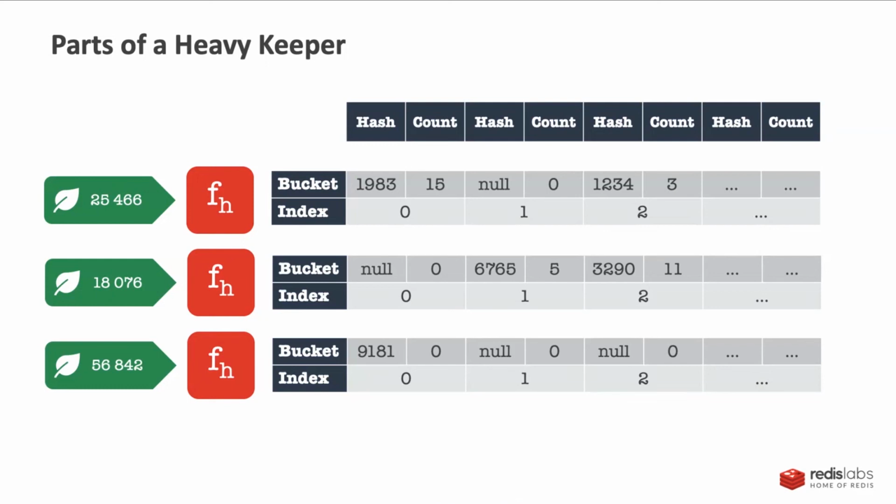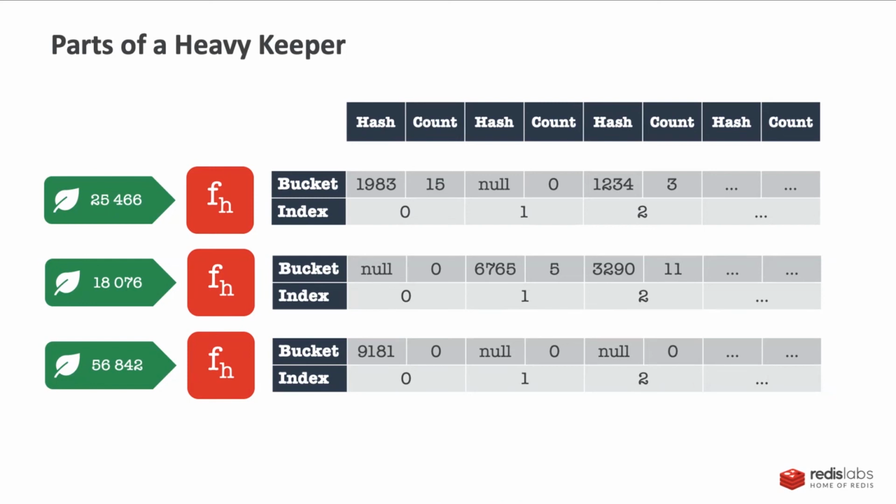And when you create a heavy keeper, you say, I want my buckets to be, say, 100 wide, and I want 3 sets of buckets, which means 3 sets of hash functions, or 5 or 12, or whatever you want. And it will create this empty structure. Each of those is an array of buckets. Each bucket contains a spot for the hash value and a count. The hash value is the result of the hashing function. The count is the number of times that's been incremented.